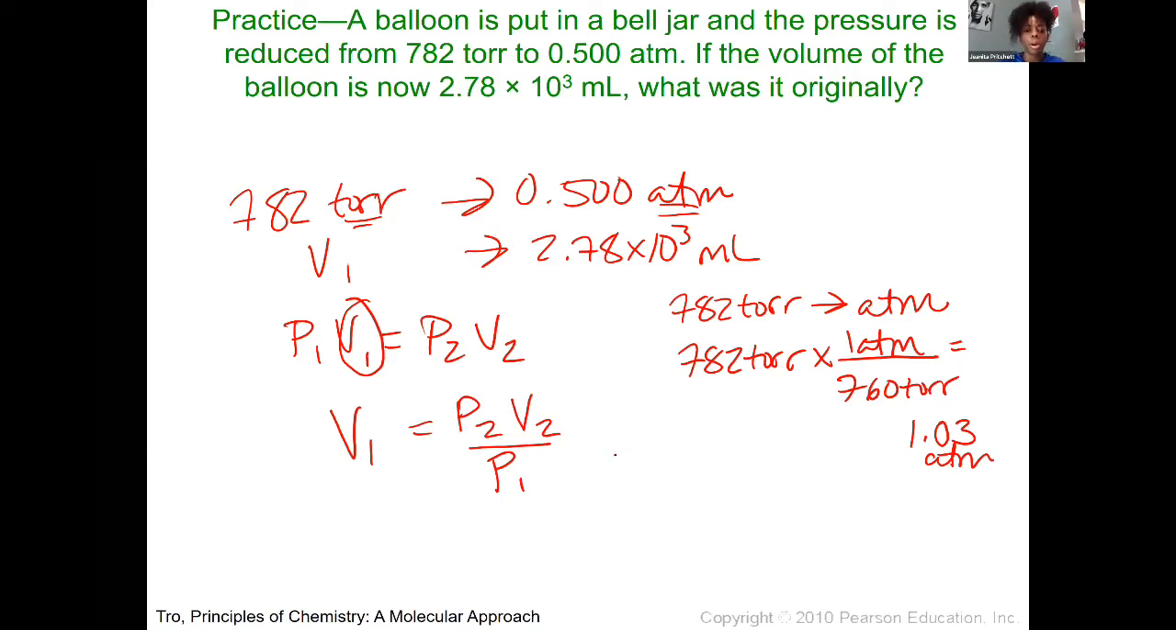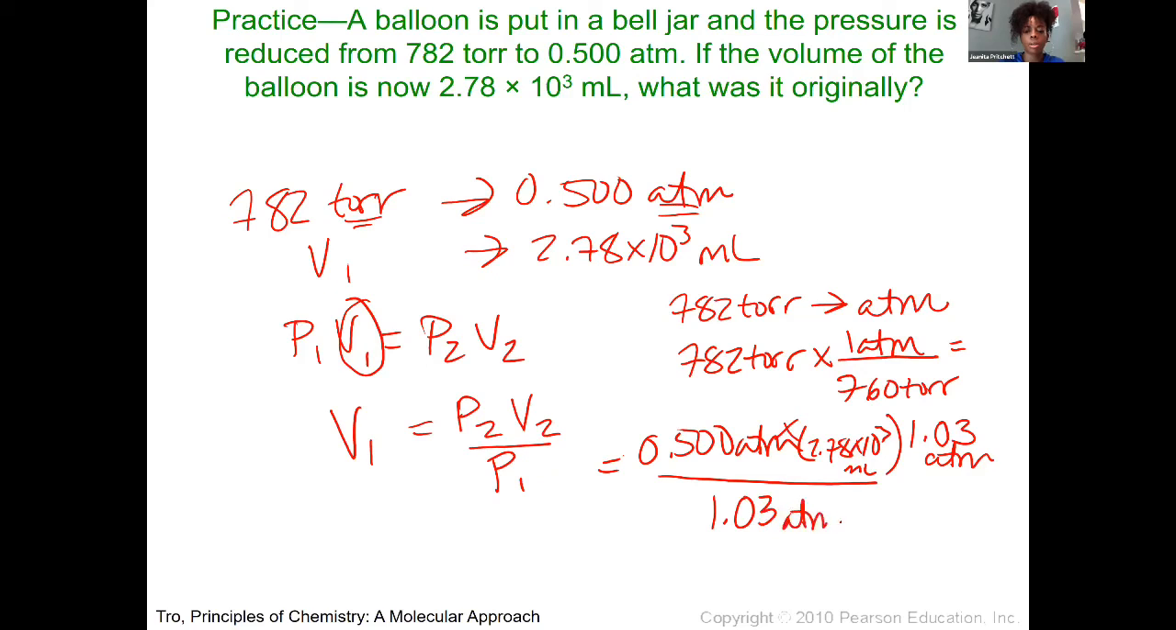So P2 we know is 0.50 atmospheres, V2 is 2.78 times 10 to the third milliliters, and we're going to divide by our P1 now in atmospheres. When we do that, we get 0.500 times 2.78 e to the third divided by 1.03. We plug that in and end up getting 1.35 times 10 to the third milliliters.